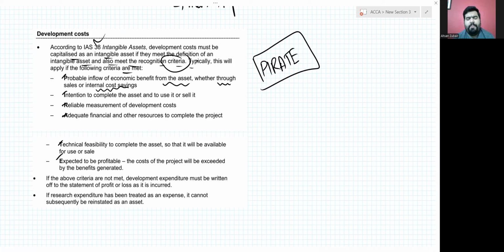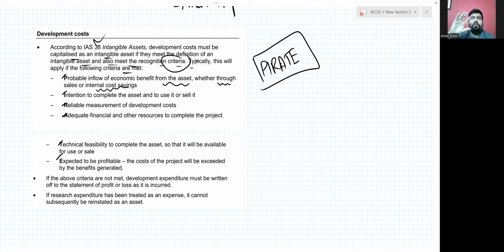Whether through sales, meaning if you sell it, or internal cost saving, meaning if you have done the development and that is why your internal cost is being saved. It is again an economic benefit, because if it is saving your cost, that is economic benefit. So if it has this, then the first point of the criteria is met, but all of the points must be met. This first point is simply the basic point of an asset, that future economic benefit must be there. After that, I stands for intention to complete the asset and to use it or sell it. See, you are in the development phase.